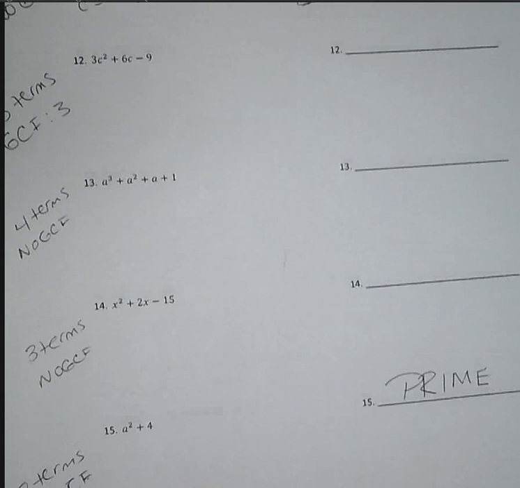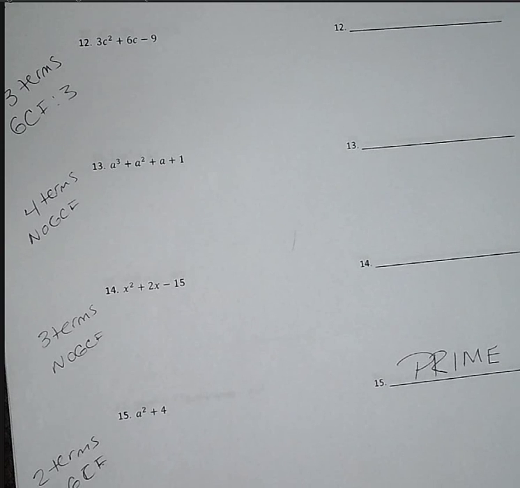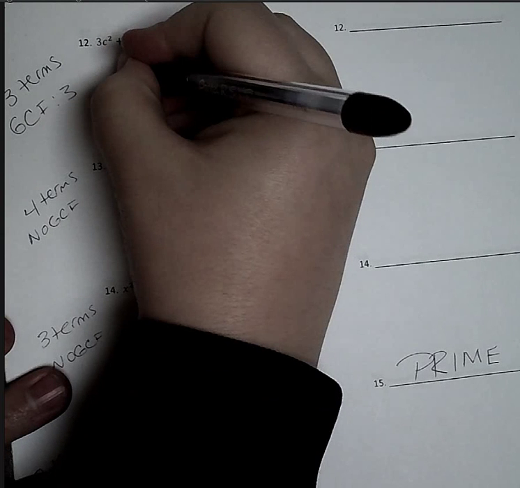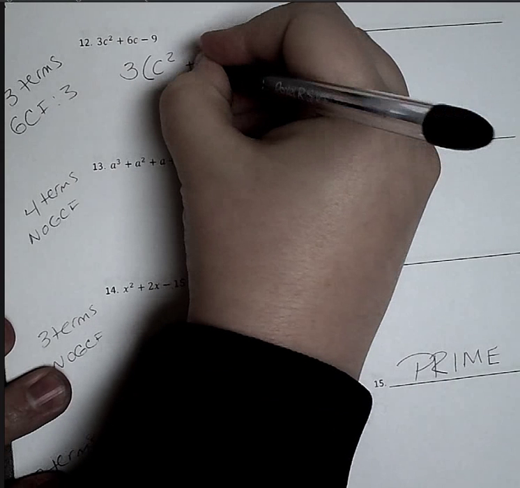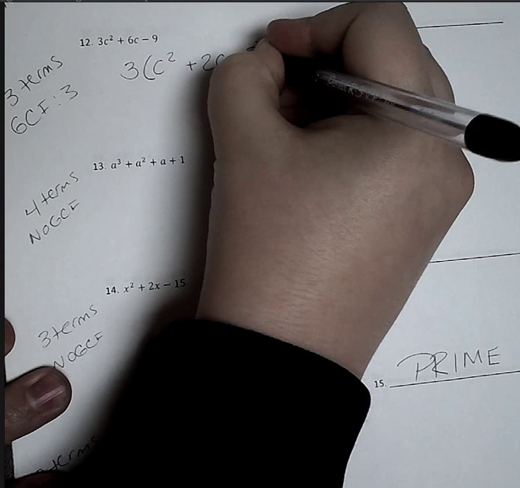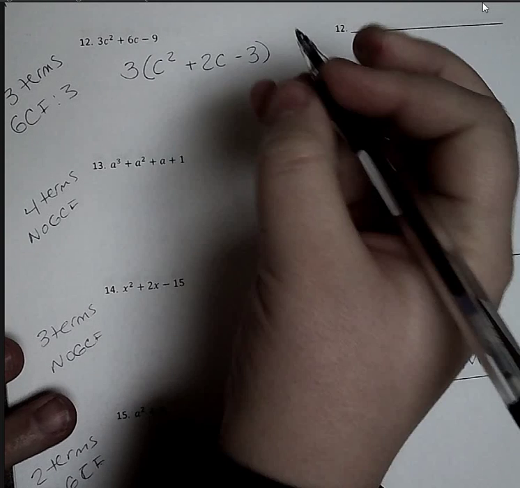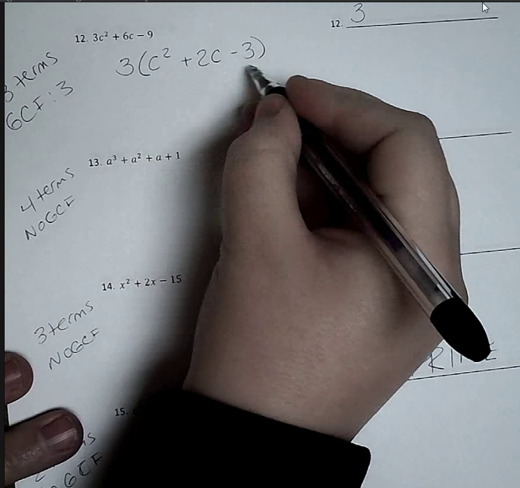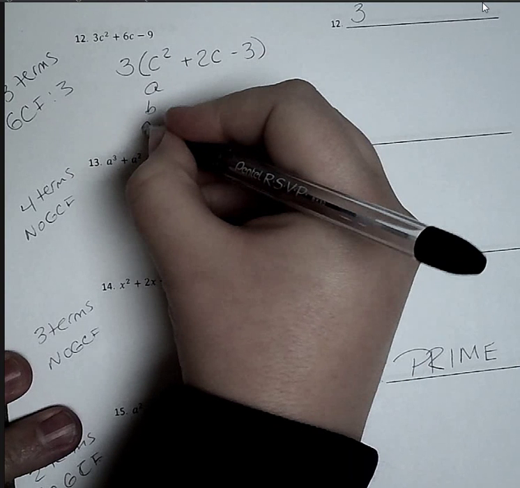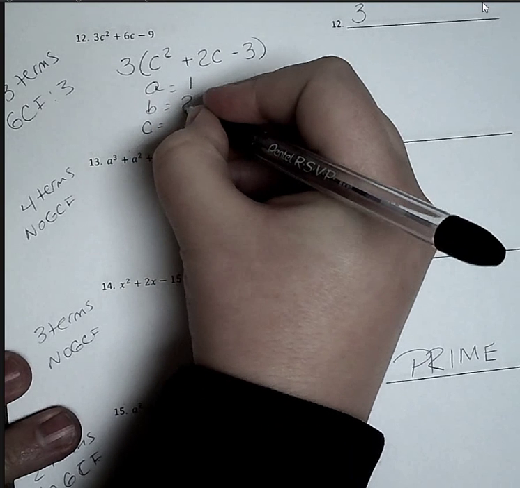Let's look at number 12. There's 3 terms with a GCF of 3. So we're going to pull out a 3 to get c squared plus 2c minus 3. And now, so that's our GCF. So there's 3 terms here. So that's our AC method. A is 1, B is 2, C is -3.